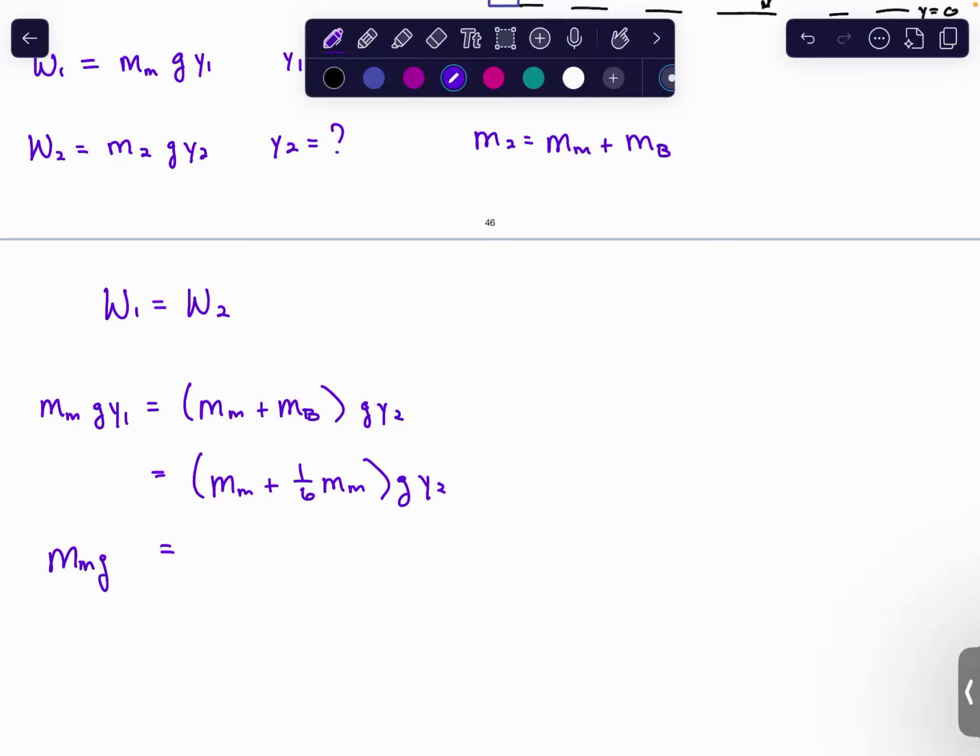Now you can take out your g and your m. So you see, I don't care how much the mother weighs.